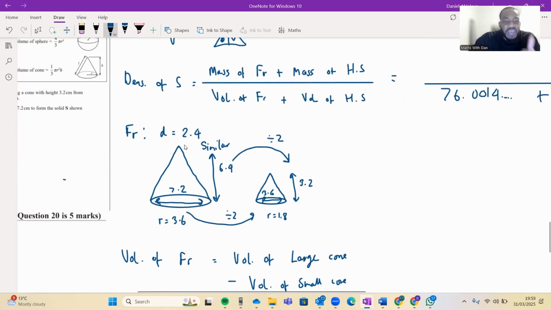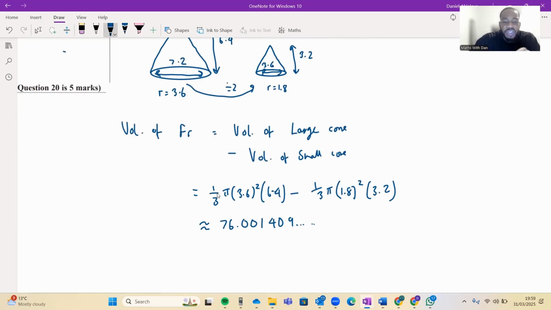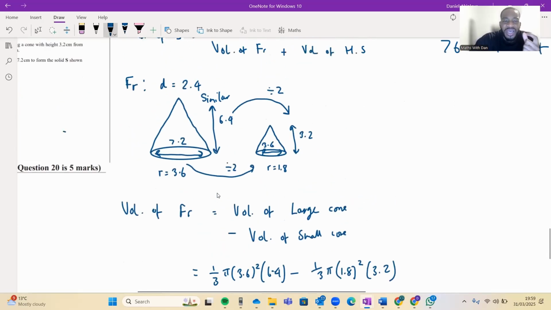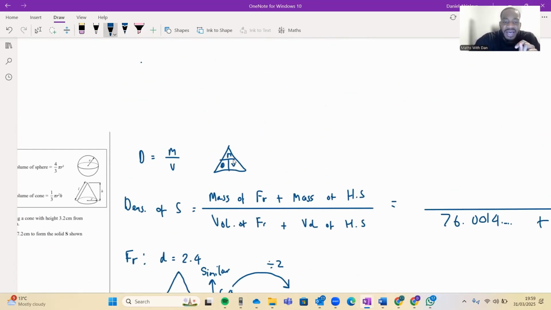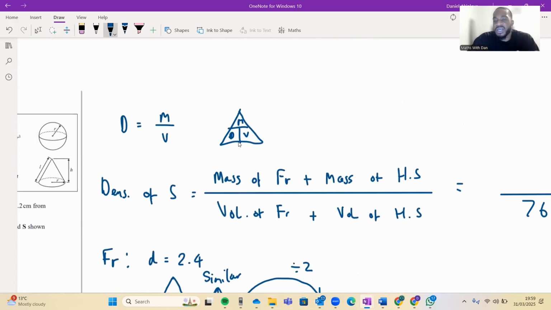Now remember, they gave us the density. The density was 2.4 there. The volume of the frustum we have just calculated. So we can actually work out the remaining thing, which is the mass. Can somebody tell me, guys, what is the formula for mass? If I look at these formulas here, can somebody tell me very quickly? You can write the letters. M is equal to what? Exactly, guys. Fantastic. We can just say mass is equal to the density times the volume.